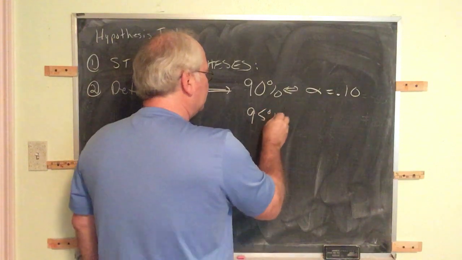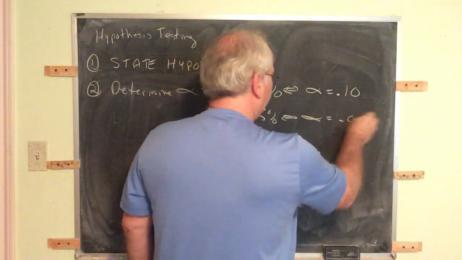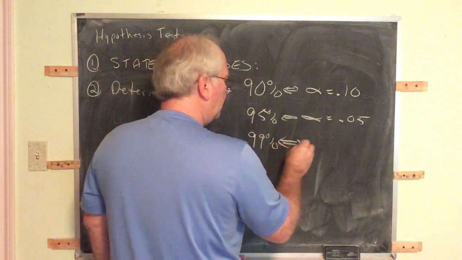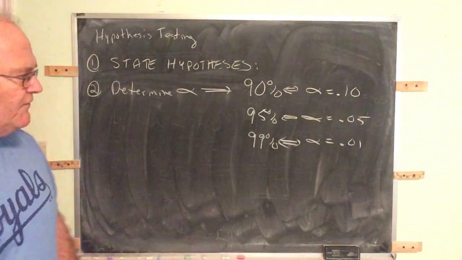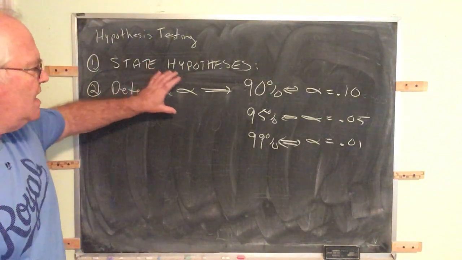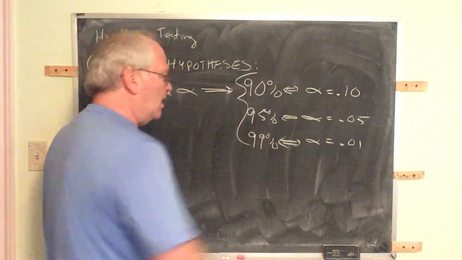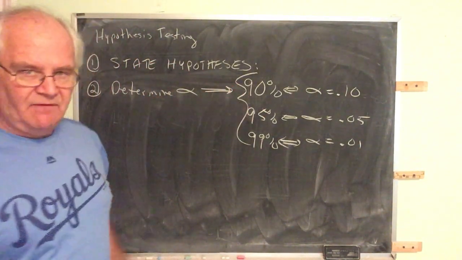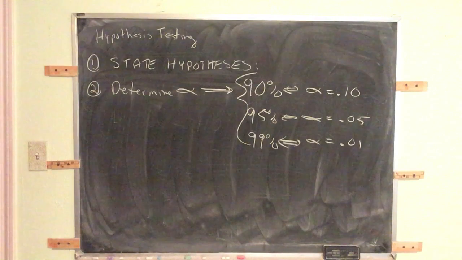If we're at the 95% confidence level, what does that correspond to? Alpha corresponds to 0.05. And if we're at the 99% confidence level, that corresponds to alpha equal to 0.01. The overwhelming majority of hypothesis tests done at this level of study are one of those three. And of those three, the overwhelming majority is 95%. Anything that we do in this course, I will ask you to do 90%, 95%, or 99%.